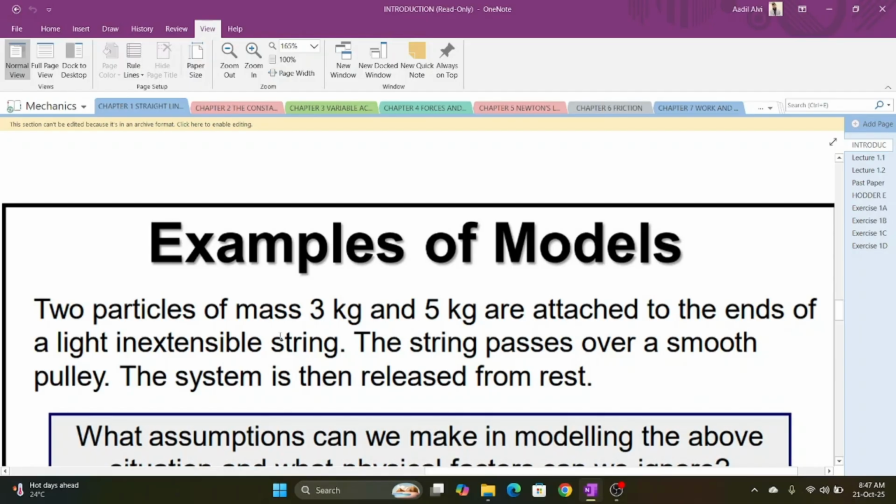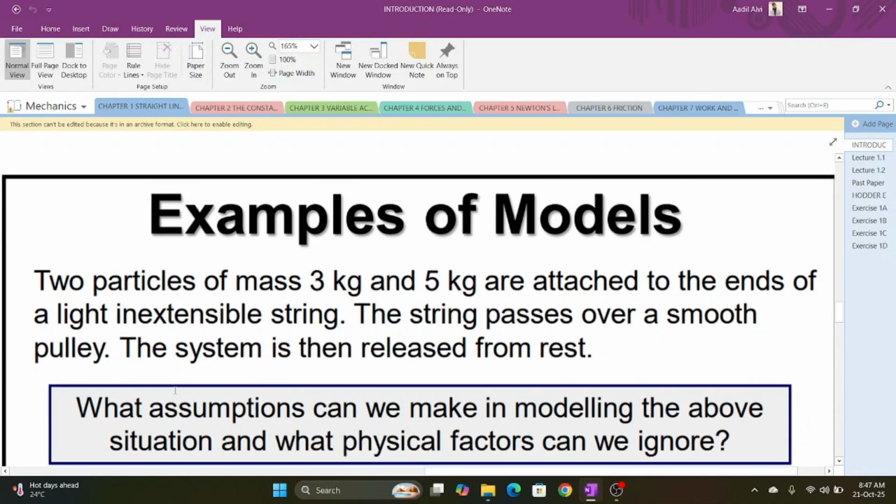Two particles of mass 3 kg and 5 kg are attached to the ends of a light inextensible string. Notice that there are two words describing the string. The string passes over a smooth pulley. That's a third word that is describing what? A pulley. The system is then released from rest. What assumptions can we make in modeling the above situation, and what physical factors can we ignore?